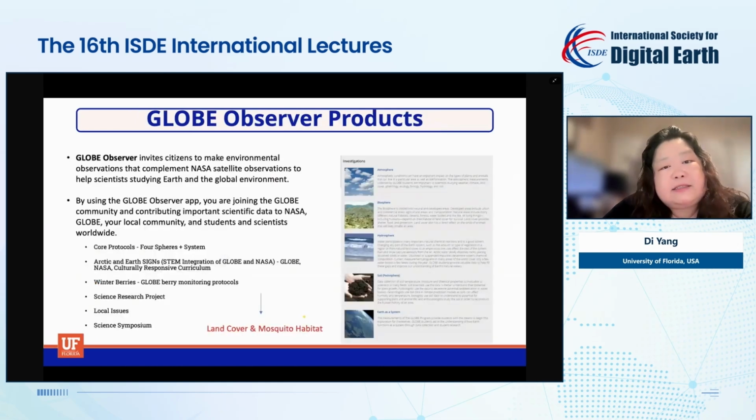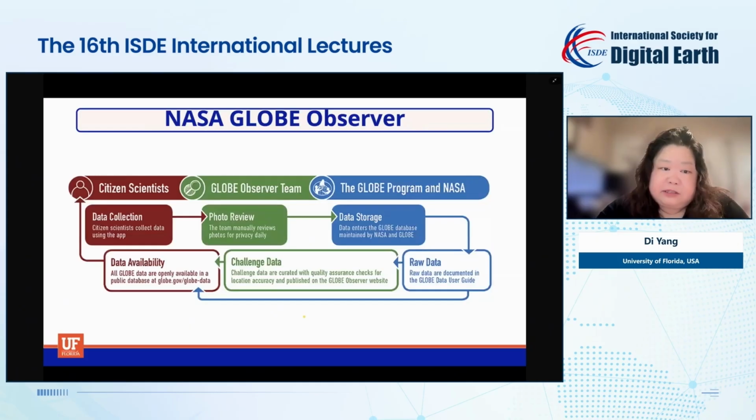The other citizen science platform that I want to introduce is GLOBE Observer. GLOBE Observer is founded under NASA, and it has the ability to collect data for more than 60 or 80 different parameters. It covers atmosphere, biosphere, hydrosphere, soil, and the Earth system as a whole. NASA GLOBE Observer is very famous for its standardized, well-designed protocols. Today I'm going to talk about land cover and mosquito habitat.